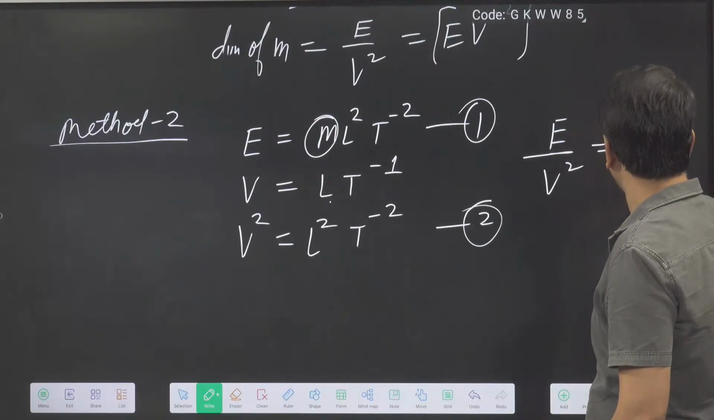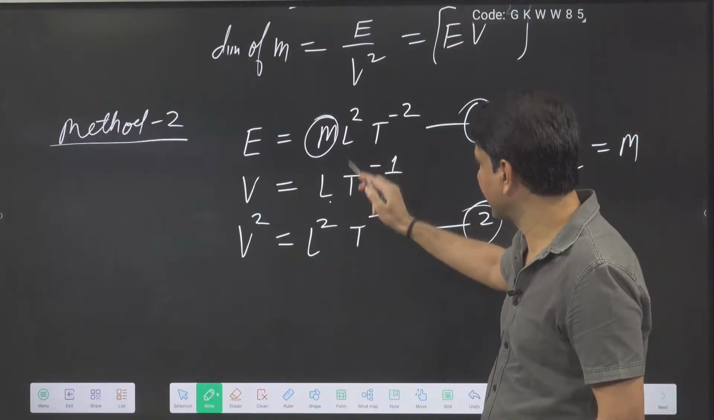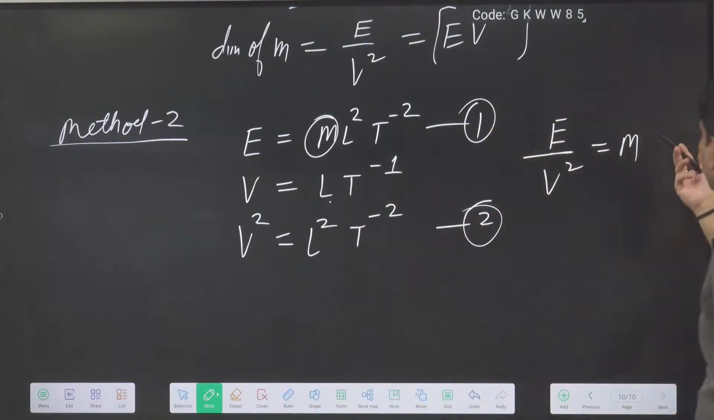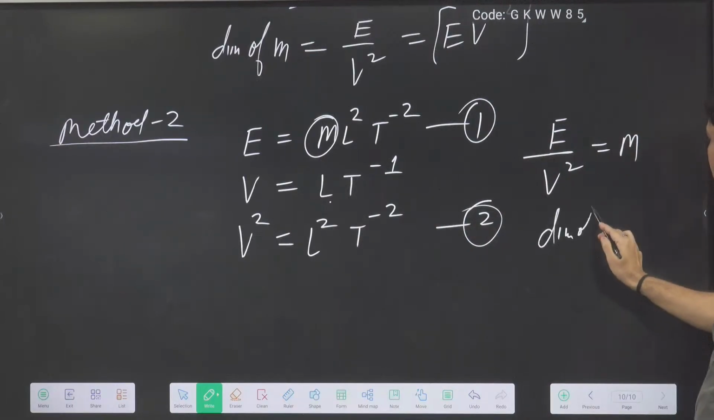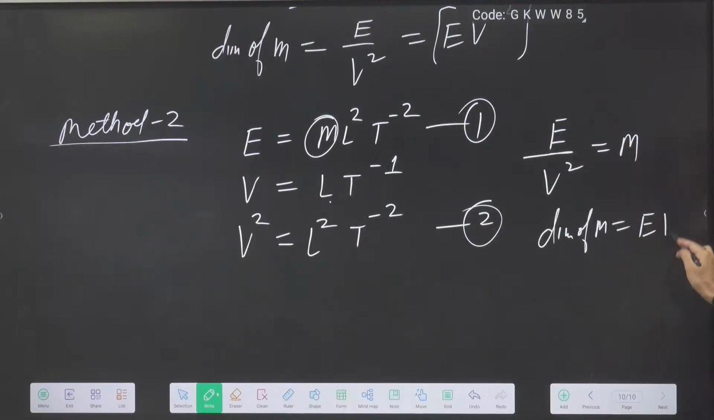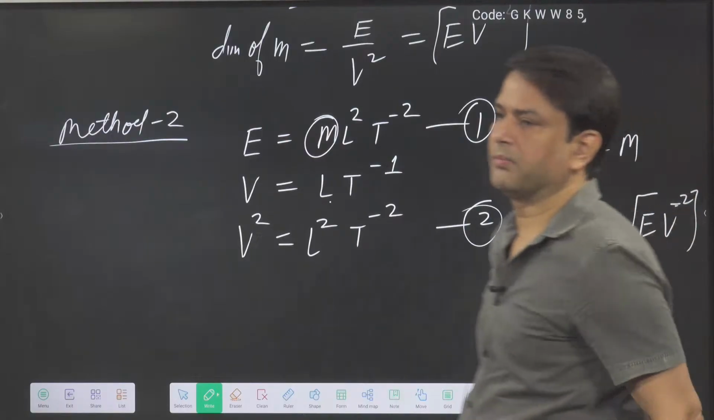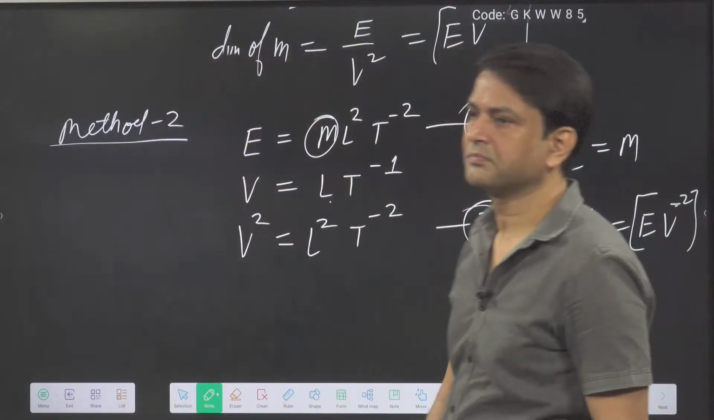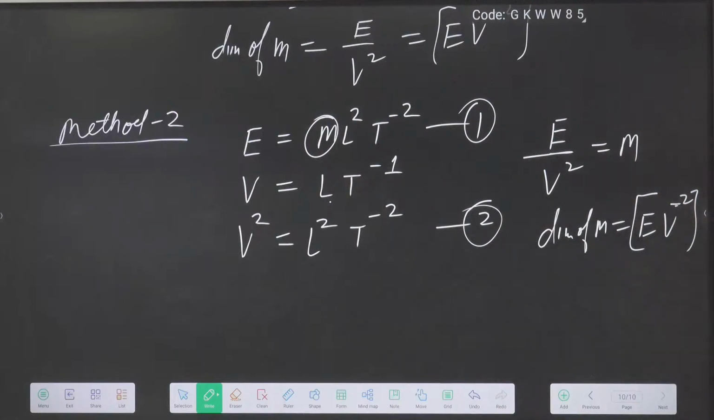What can I write? M. Here L square cancels out, T minus 2 cancels out. Directly you got the dimension of M. So what is the dimension of M? I got E V to the power minus 2. Everybody got it or not? Completed? Say yes or no.